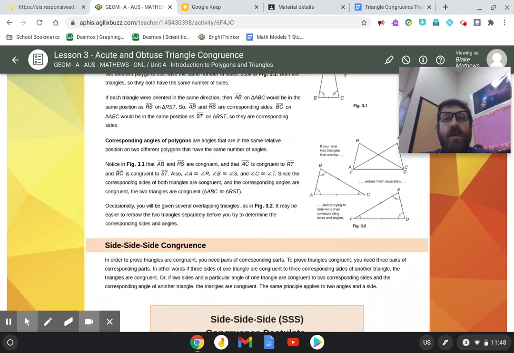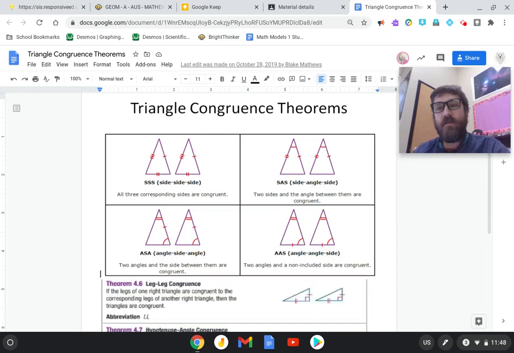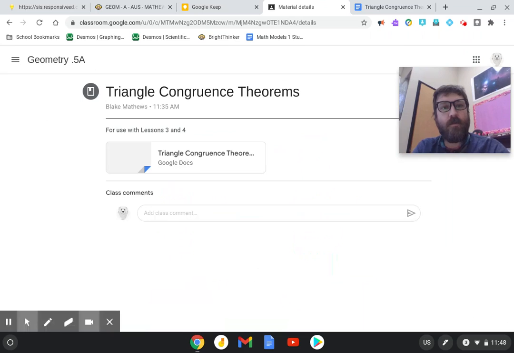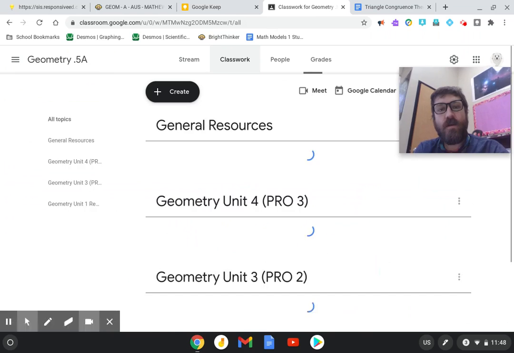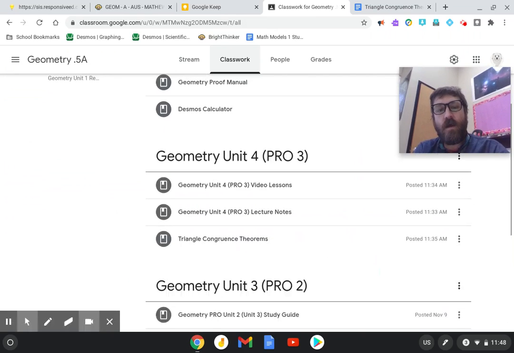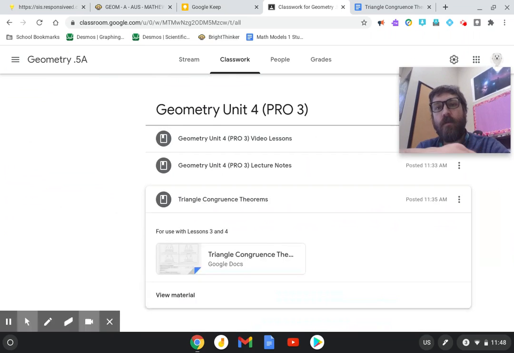Now, the rest of this is going to introduce different triangle congruence theorems. And I put a document in the classroom materials. If you go to your classroom for geometry and you go to classwork and you look under Pro 3, there's a triangle congruence theorem. If you open that file, go ahead and close this.